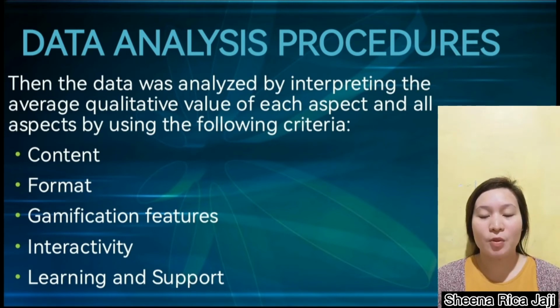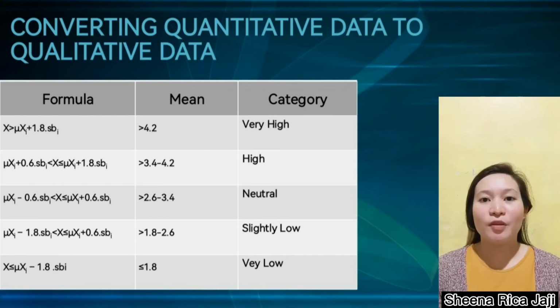Data will be obtained from students in the form of a Gamified module's usability as follows: content, format, gamification features, interactivity, and learning support. Table 1 shows the formulas used on how to convert the data gathered per indicator used in the Gamified module into its corresponding category, whether it is to be interpreted as very high, high, neutral, low, or very low in response to the computed mean per indicator.